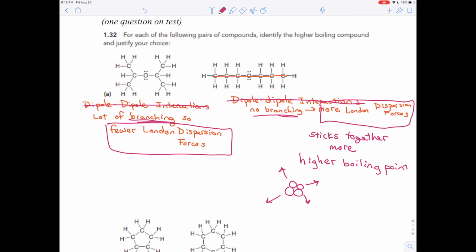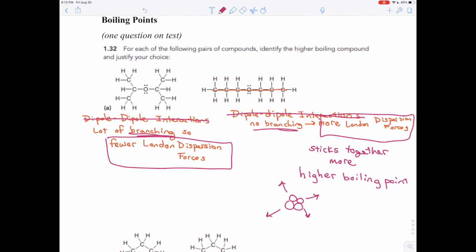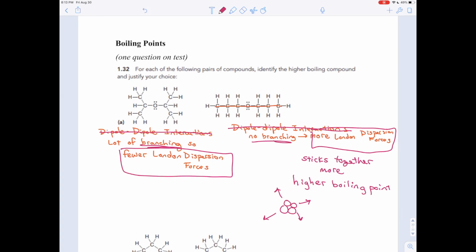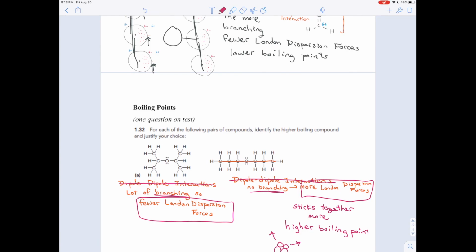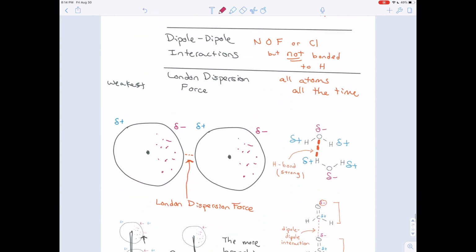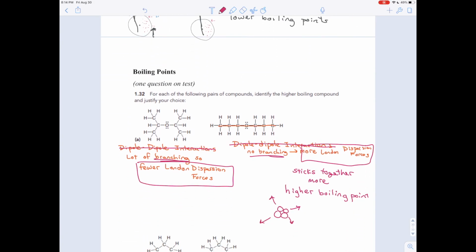So we'll do more practice with these in a future video. I want to end this one because this is getting a little long, and I'll try to use visuals so you can see this a little better. But these are the ideas behind predicting relative boiling points. You want to look for the intermolecular forces, see which molecule has stronger or more intermolecular forces. That molecule will have the higher boiling point.